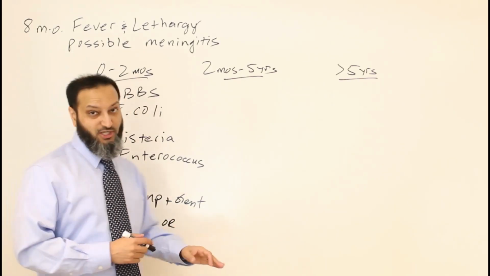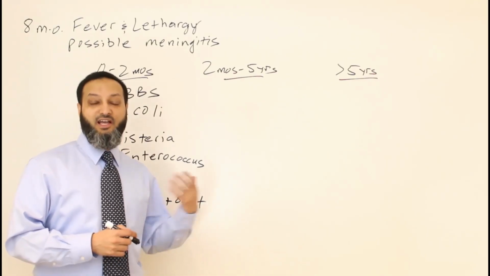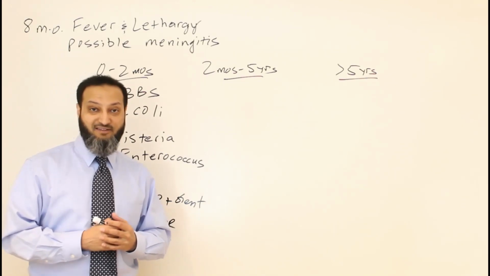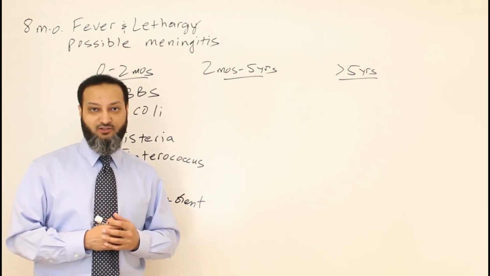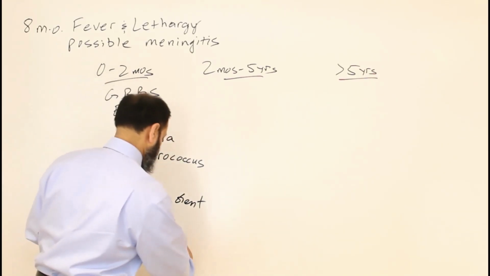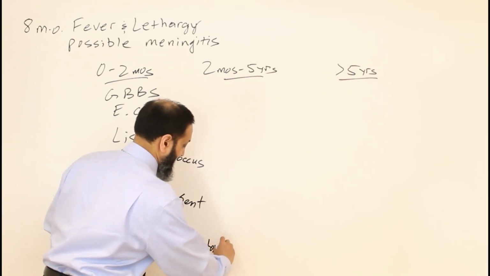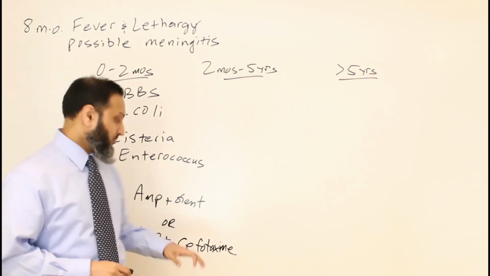So there's a different 3rd generation cephalosporin that we will use that doesn't have as much effect on the liver and the biliary tract, but still has similar coverage as ceftriaxone and gets into the CSF almost just as well as ceftriaxone. And that 3rd generation cephalosporin is cefotaxime. So a lot of times we will use the combination of ampicillin and cefotaxime in the newborn period.